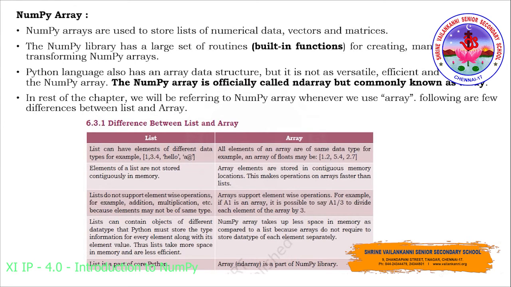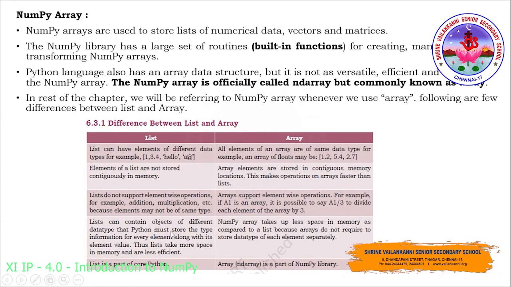Clear? And in the list, elements are not stored continuously in memory, whereas in an array the elements are stored in a continuous memory location, which helps in faster data processing. And a list will not support element-wise operations, in the sense addition, multiplication, all these things are not possible, because elements belong to different data types, right? So addition or subtraction of elements, all these element-wise operations are not possible in a list, whereas in an array element-wise operations are possible, because all the elements we are going to store will belong to the same data type. So that is the difference between list and array.